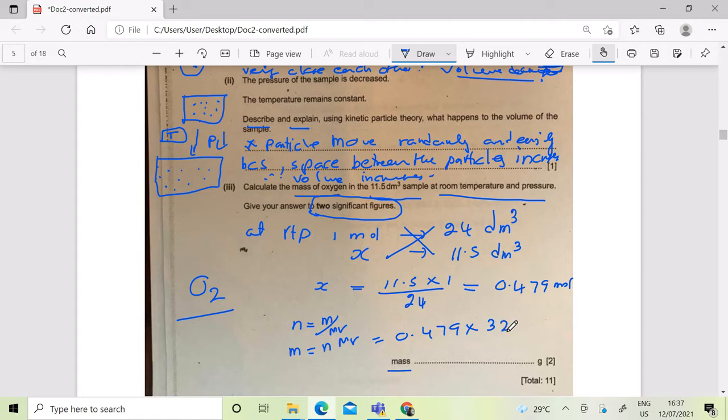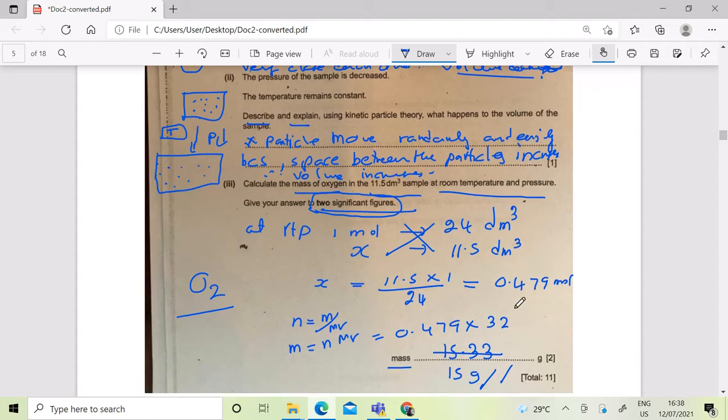So you will end up with 15.33 grams, because the question is asking now to give your answer to two significant figures. Therefore it should be 15 grams, because the question is asking for two significant figures.